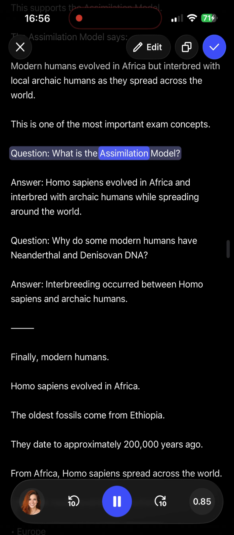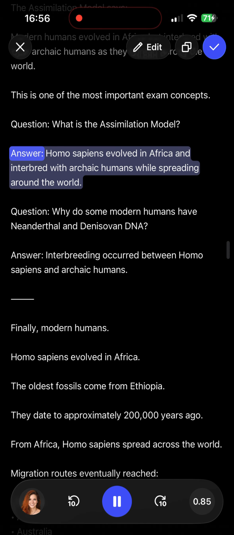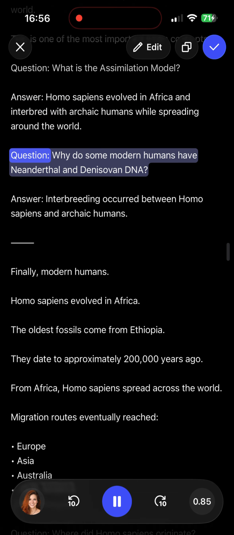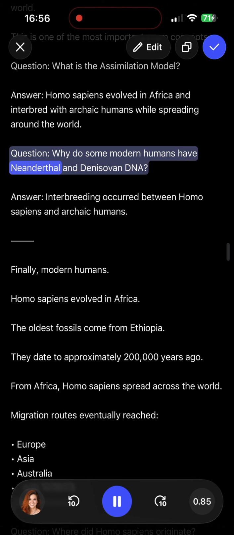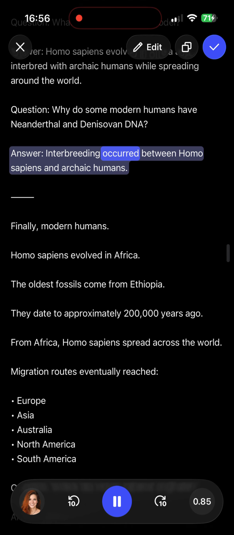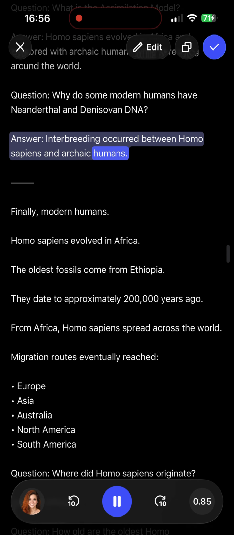Question: what is the assimilation model? Answer: Homo sapiens evolved in Africa and interbred with archaic humans while spreading around the world. Question: why do some modern humans have Neanderthal and Denisovan DNA? Answer: interbreeding occurred between Homo sapiens and archaic humans.